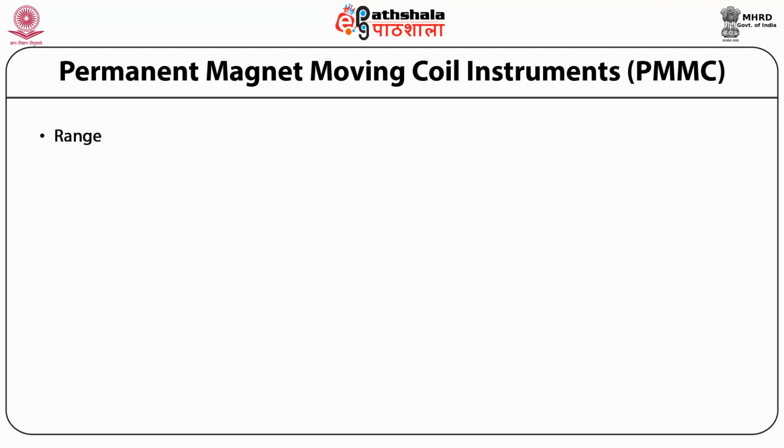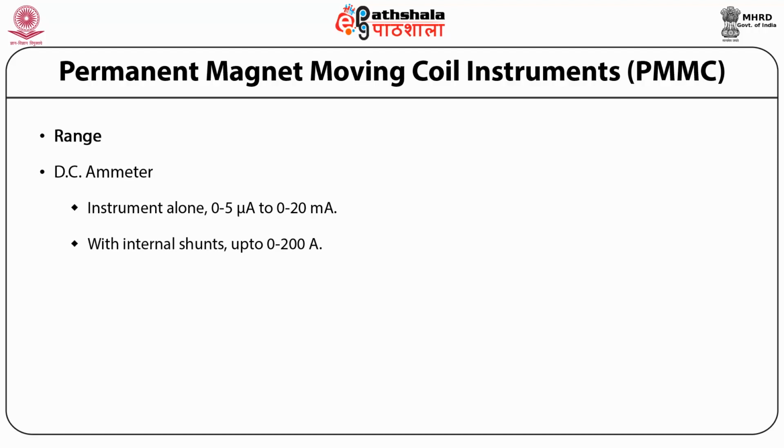Now students, we will study the range of the DC ammeter and DC voltmeter. First of all, the range for DC ammeters. First, for the instrument alone, the range may vary from 0 to 5 microampere to 0 to 20 milliamperes. Second, with internal shunts, the range may vary up to 0 to 200 amperes. Third, with external shunts, the range may vary from 0 to 5000 amperes.